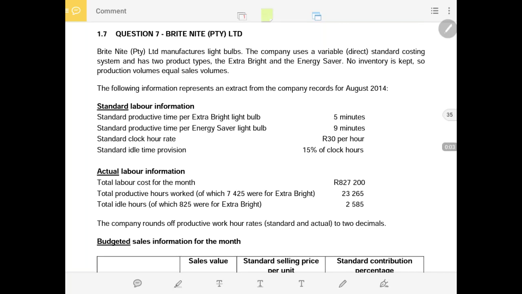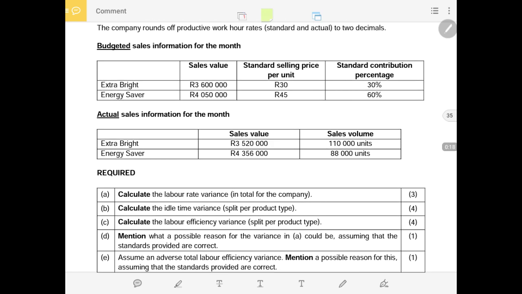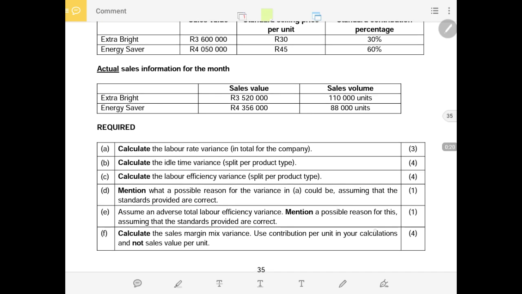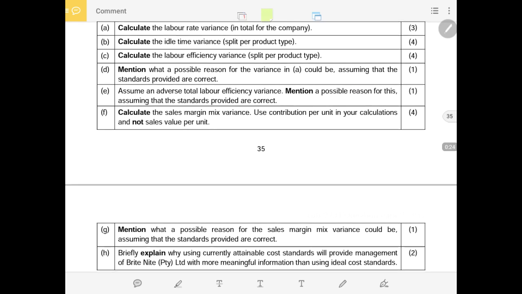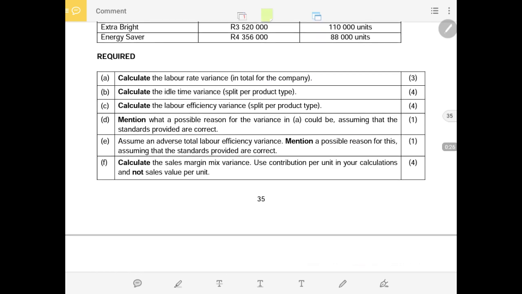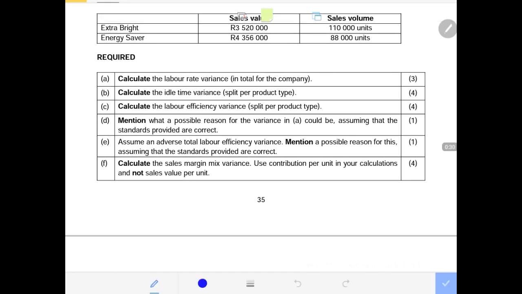Good day, students. Once again, I will be recording this question, which is question 7, by the name BRITE PTY LTD. And I always prefer to start by reading what is required. Then after reading the requirements, I go and analyze the question. My main focus has always been on the calculation, not much on the theory.